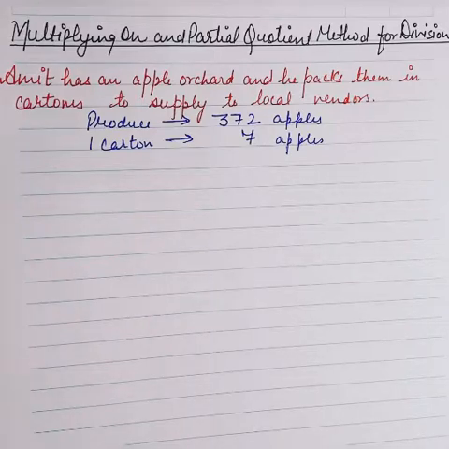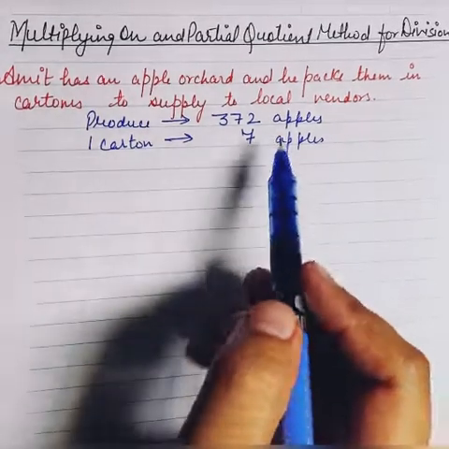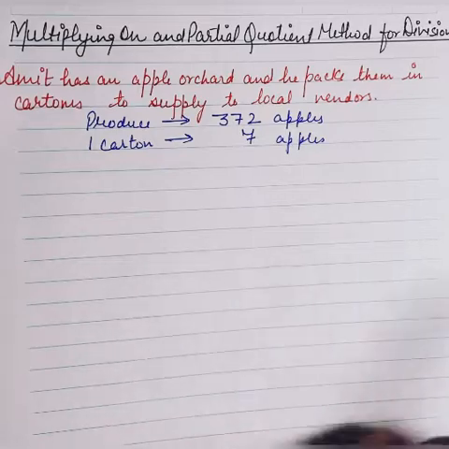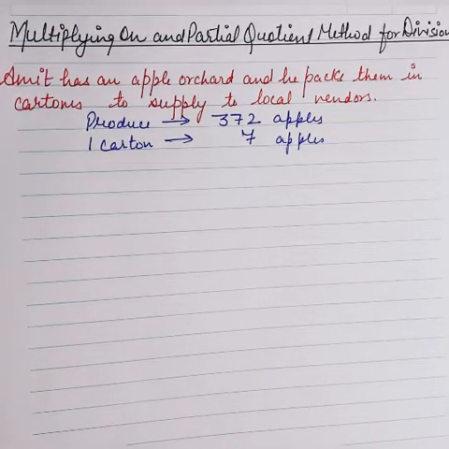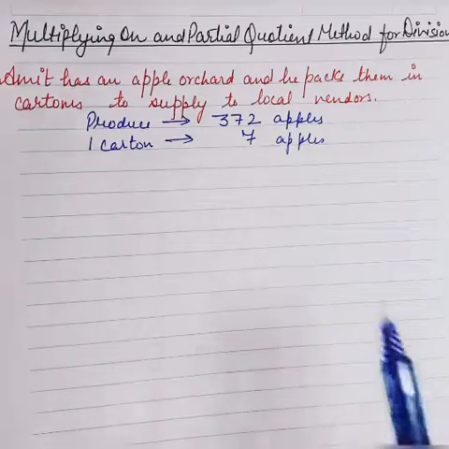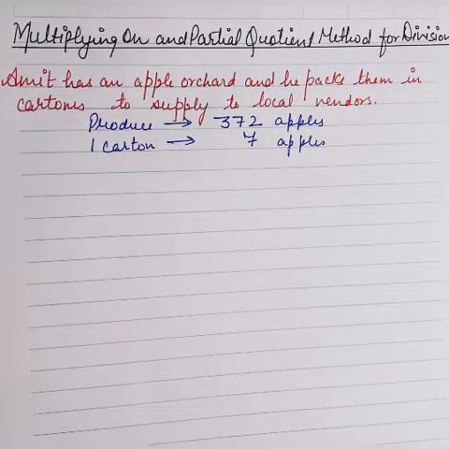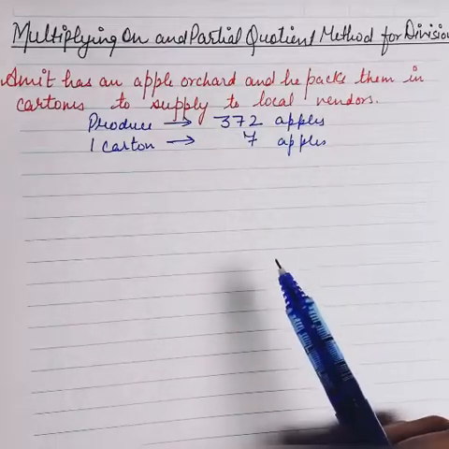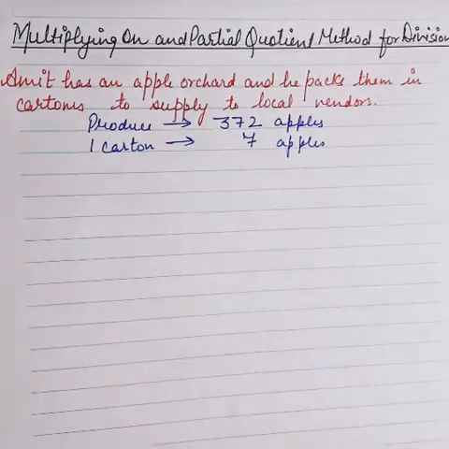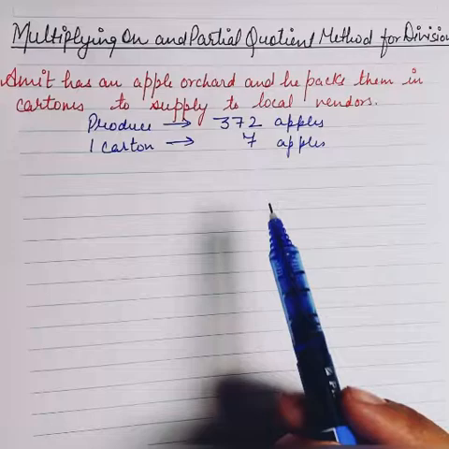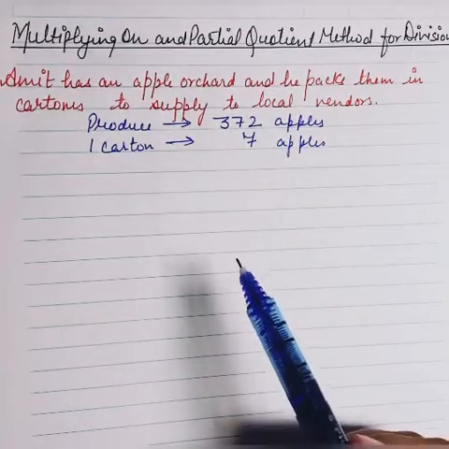Let's say Amit is a person who has an apple orchard and he packs these apples in small cartons to supply to the local vendors. Now one of the months Amit had a produce of 372 apples, and he wants to pack them in cartons, and every single carton can contain 7 apples. We'll be finding out how many cartons Amit will require to pack all of these apples using the multiplying on method first. Now Amit has to pack 372 apples.